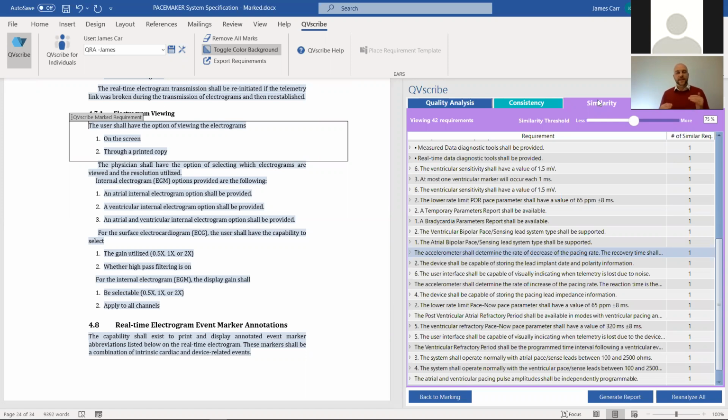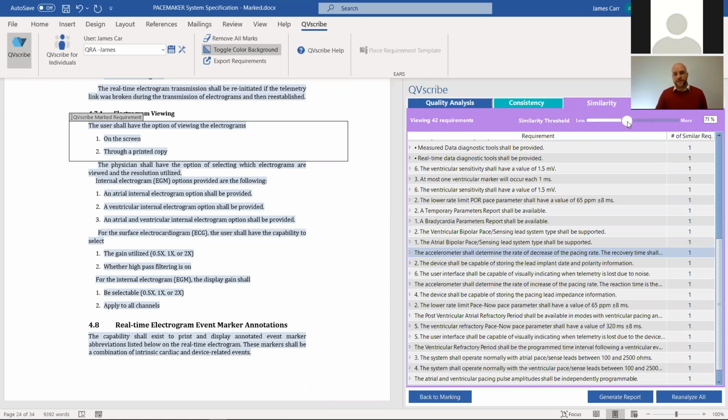So instead of looking at each requirement next to every other requirement, you can take the requirements that are most likely to either have conflicting information or a repetition of the same information. So you're either contradicting yourself or you have unnecessary repetition. QVScribe will help you check for those.